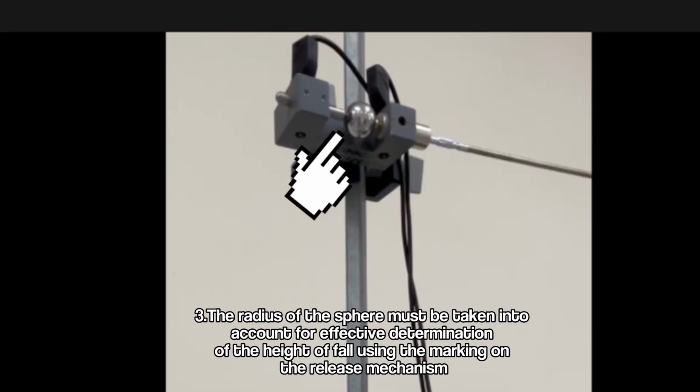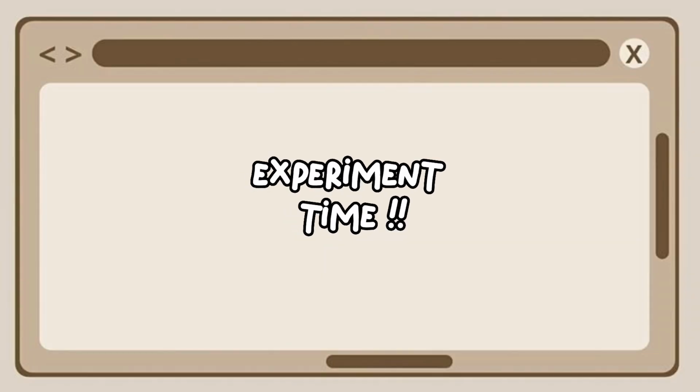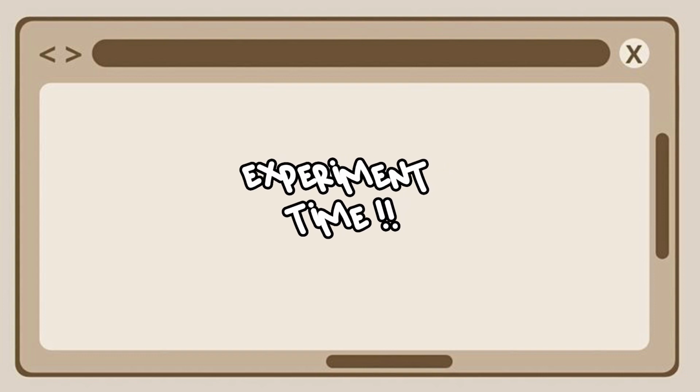The radius of the sphere must be taken into account for effective determination of the height of fall using the marking on the release mechanism. Okay, now let's proceed to the experiment.